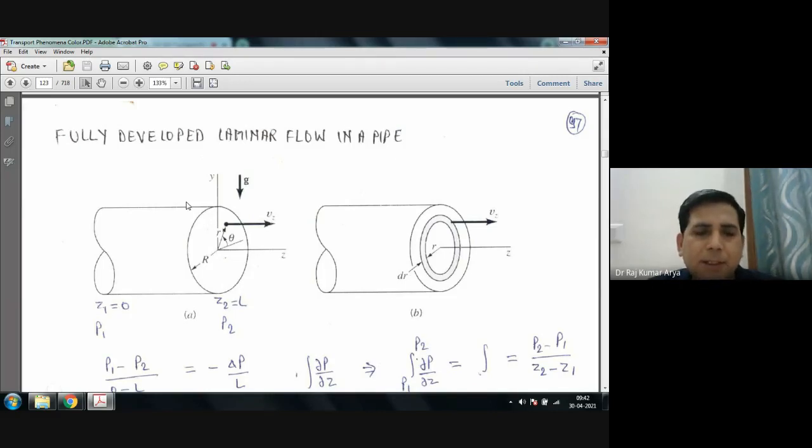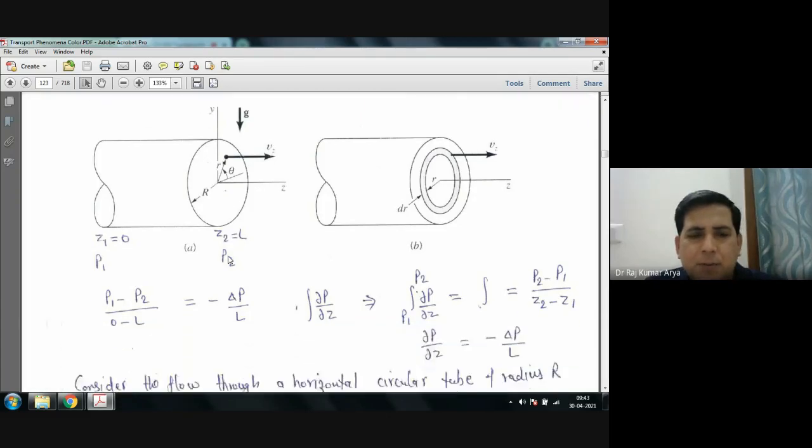So fully developed means that velocity is no more a function of the space coordinate in the direction of the flow. That's the meaning of fully developed: this Vz will no more be a function of z. z is the direction of the flow. It means del Vz upon del z would be equal to 0. So that is the definition of fully developed flow. However, it can change with the other directions. That's not the concern, but there is no change in the direction of the flow only, right?